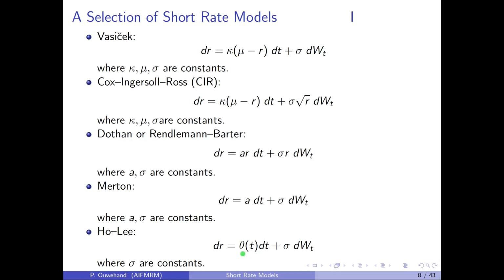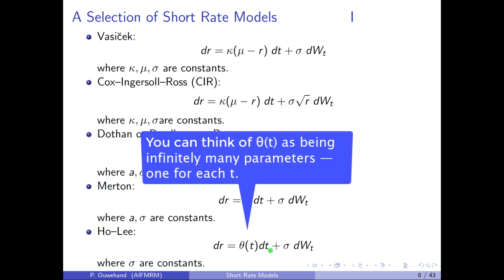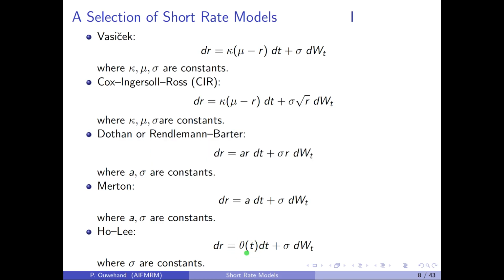Notice that the other models on this slide have very few parameters. Vasicek and CIR each have 3 parameters, and Dothan and Merton both have 2 parameters. As such, these models are not sufficiently flexible to fit the entire observed term structure of bond prices. This is mitigated if we use essentially infinitely many values, namely theta t for every value of t, and this will allow us to fit the entire observed term structure.